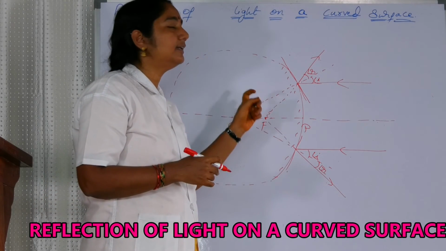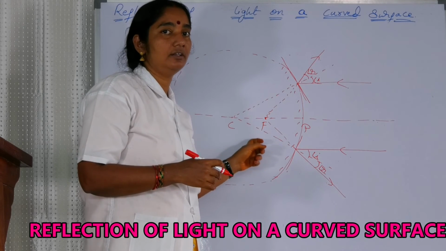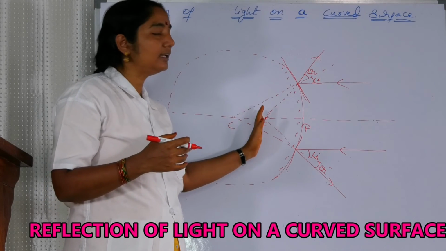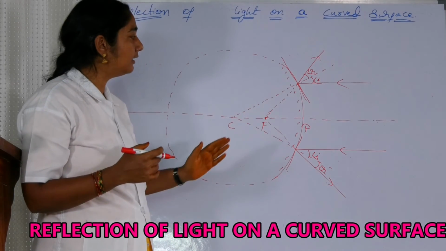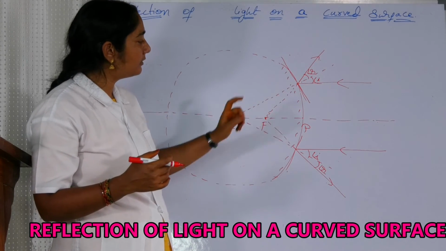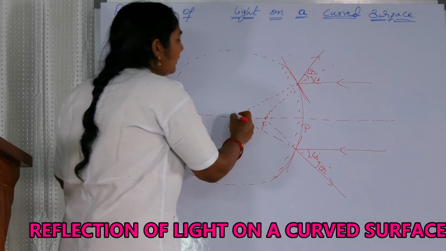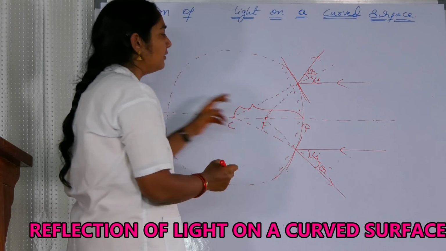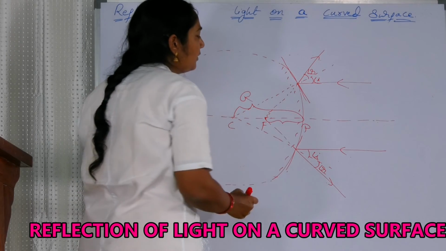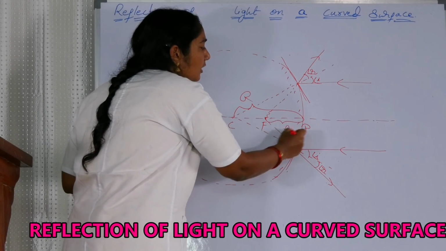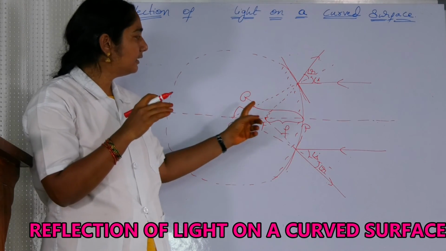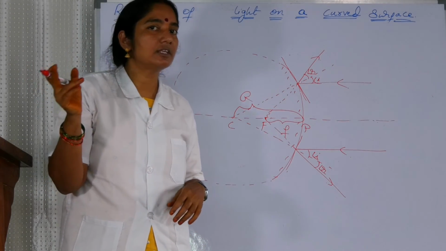But in this case, it is not real, it is virtual. This cannot be caught on a screen. This is not really happening. It appears as if it is coming from this point. And the rest of the things are the same. The distance between the pole and the center of curvature is called the radius of curvature. And the distance between the pole and the principal focus is called the focal length. The rest of the things are the same. The only difference is here it is virtual, in the previous case it is real.